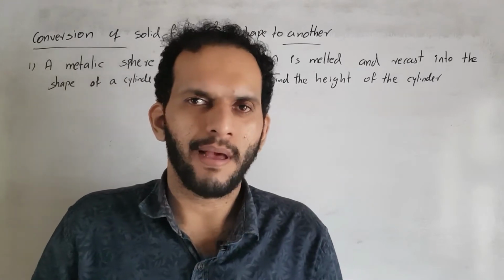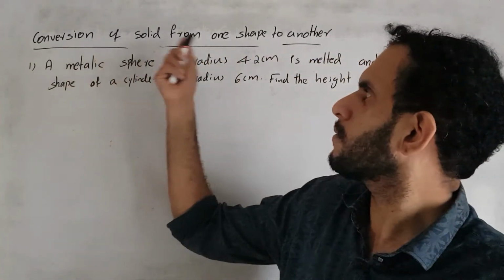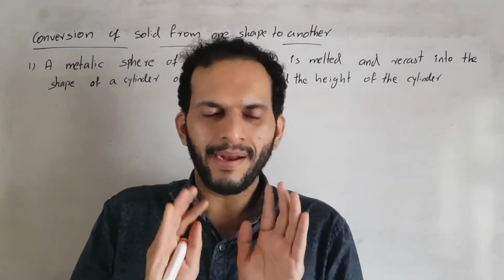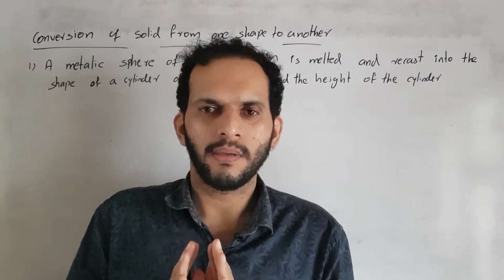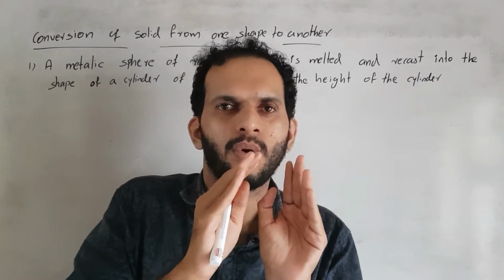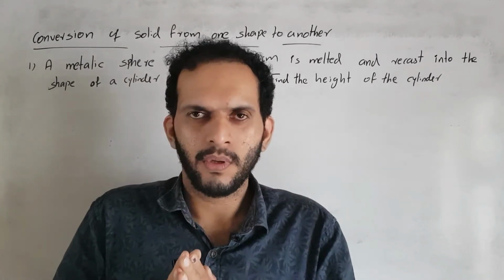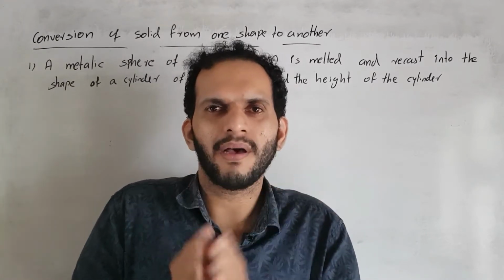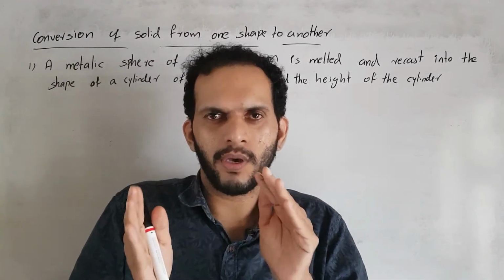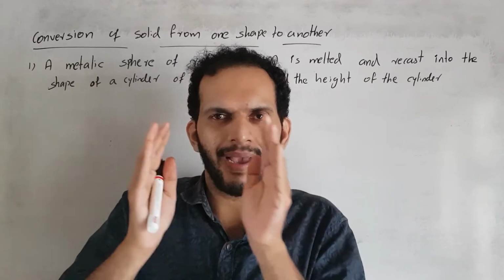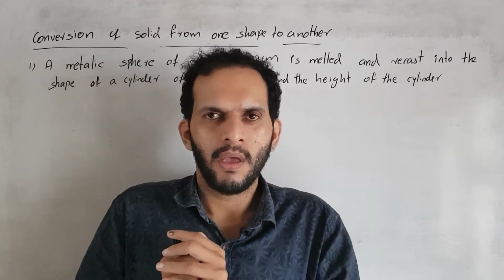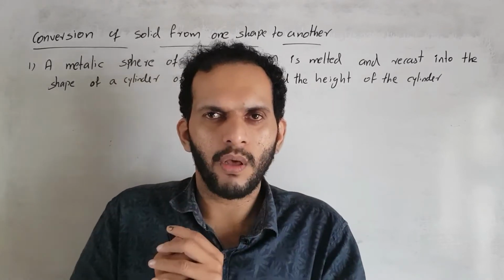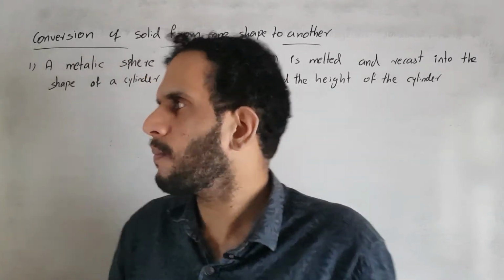Our next idea is the conversion of a solid from one shape to another. The idea of this part is only this much: if we convert one solid to another shape, in that case the volumes of the solids are equal. Suppose we convert one sphere to a cone shape, then the volume of the sphere is equal to the volume of the cone.